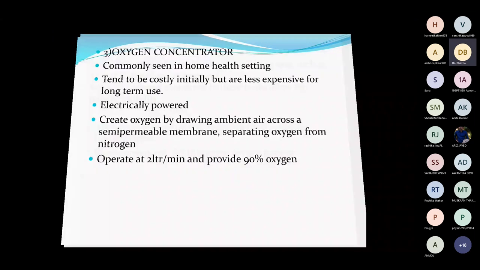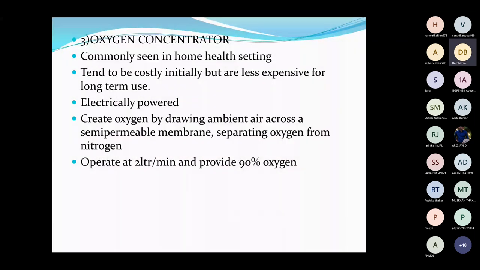Then concentrators, commonly seen in home health settings, tend to be costly initially, but less expensive for long-term use. They are electrically powered and create oxygen by drawing ambient air across a semi-permeable membrane, separating it from the nitrogen, right? Because our atmosphere consists of 21% oxygen. It operates at 2 liters per minute and provides 90% oxygen. So you can see the concentration is so much at a very low flow. Only 2 liters is generating 90% oxygen.